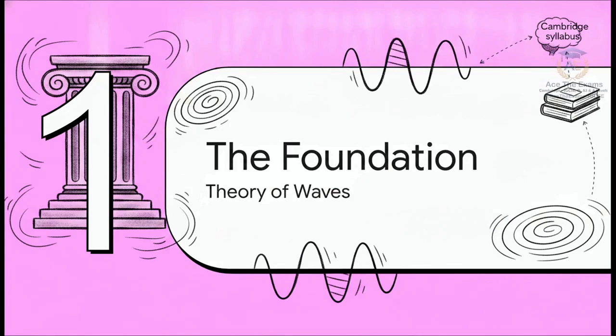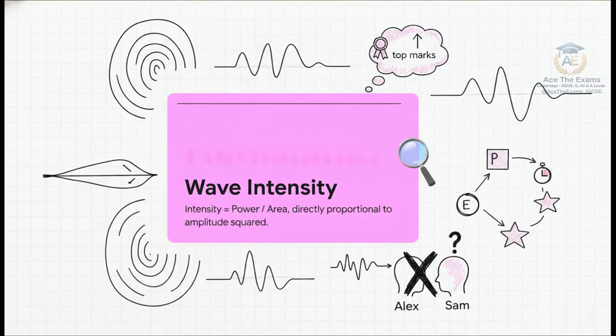Here is Section 1, the foundation. Okay, let's break this down. The formulas on screen are the bedrock. Intensity equals power over area, and intensity is directly proportional to the amplitude squared. Sounds incredibly simple, right? But this is exactly where students like Alex completely derail their entire exam. The crucial point is that while these formulas are fundamental, rote memorization alone will never, ever secure you the top marks.